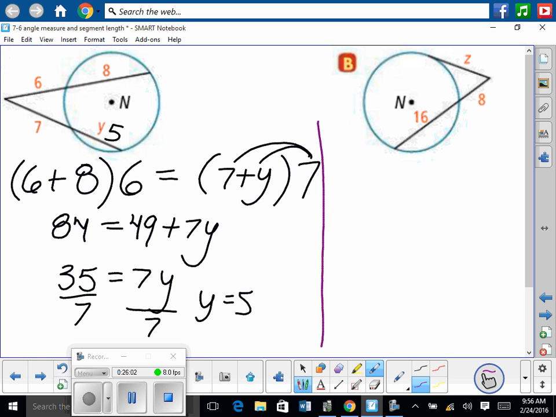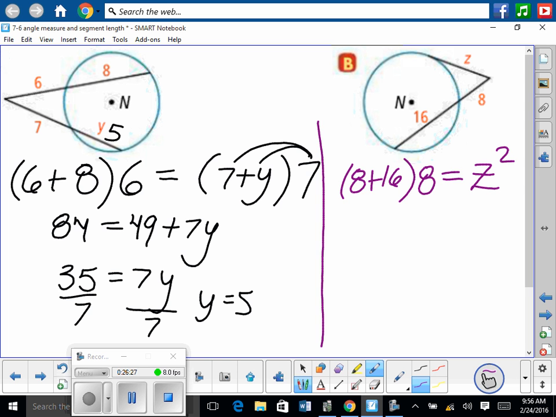Okay, let's do this one. Stay with me. Here we go. So you say to yourself, okay, I have an angle formed here on the outside of the circle, and I'm looking for segment length. So I know there are two different formulas. Do we have a tangent line or do we not? Yes. So the formula is the outside plus the inside times the outside will equal the outside squared.